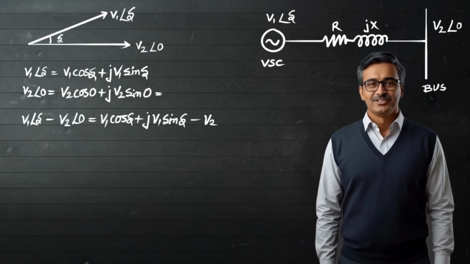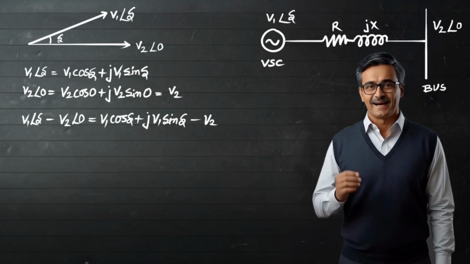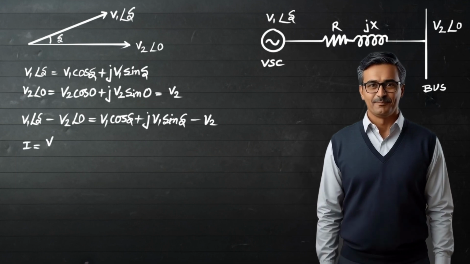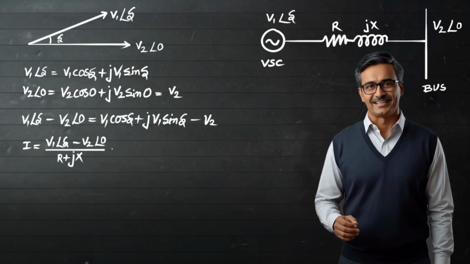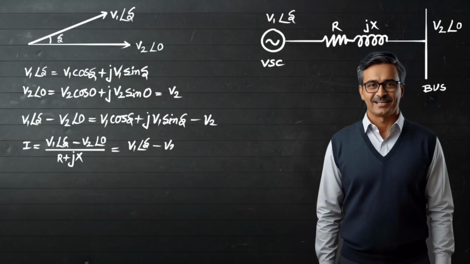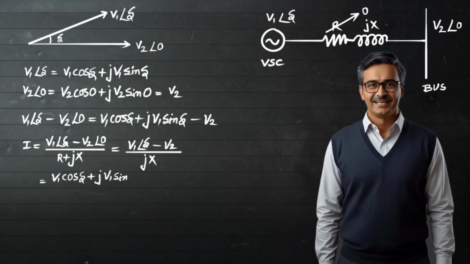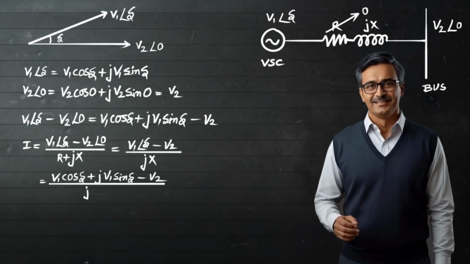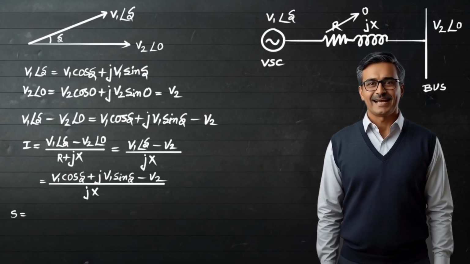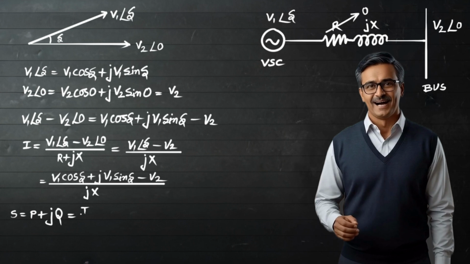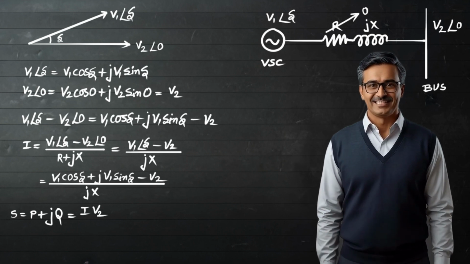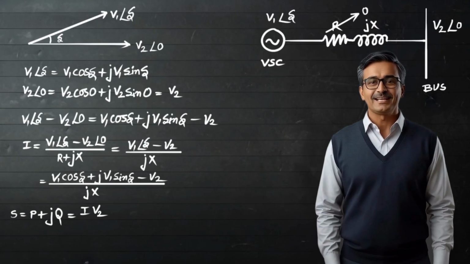Now, the current flowing through the link between the VSC and the bus is I equals V1 angle delta minus V2 angle 0 divided by R plus jX. Since R is very small compared to the reactance, we can neglect R. So, we can write I equals V1 cosine delta plus jV1 sine delta minus V2 divided by jX. Now, the total complex power is S equals P plus jQ. So, P plus jQ equals I into V2. Here, V2 is the receiving end voltage. So, this gives the receiving end power.